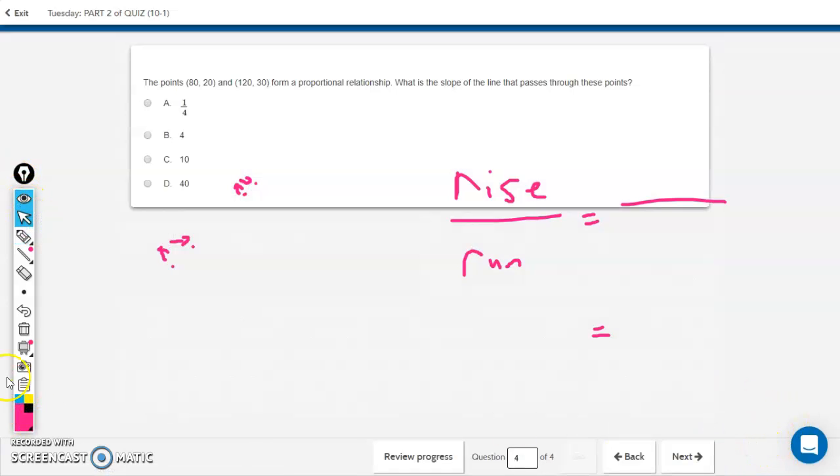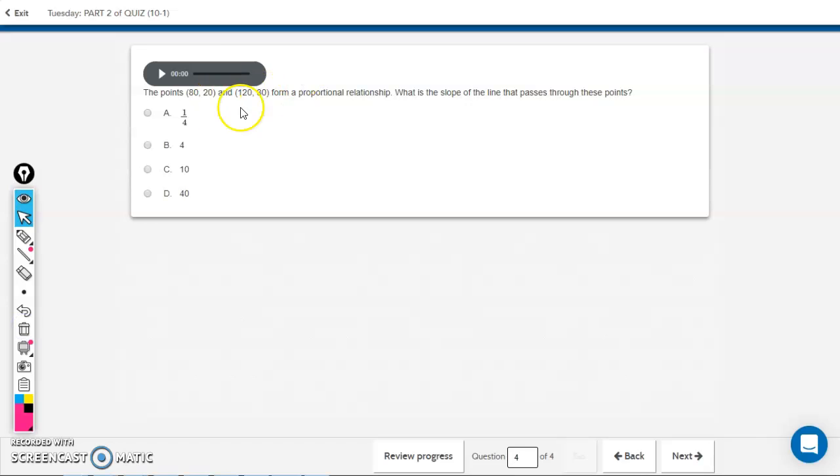All right, the 4th one here. This one you have to use the formula because you don't have a graph. So, let me just go ahead and start it for you guys. The first thing I would do is label your points, so you don't get mixed up which one is which, which one's X, which one's Y.